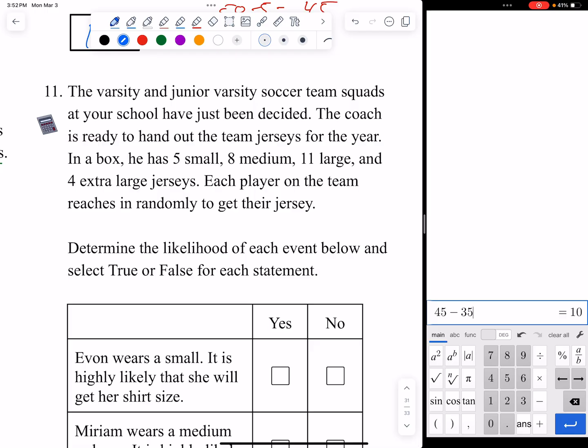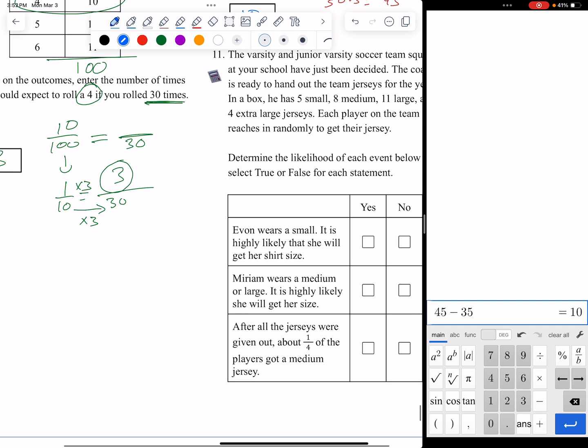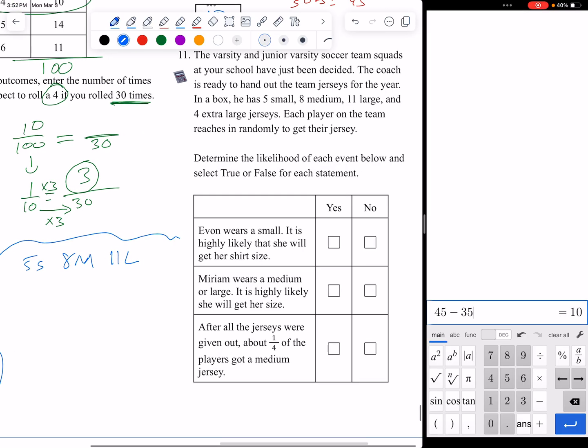Number 11. Okay. Almost there, guys. So let's see. The varsity and junior varsity soccer team squads at your school have just been decided. Oh, whew. The coach is ready to hand out the team jerseys for the year. In a box, he has 5 small. Okay, do I have room here? I'm going to go right here. So I have 5 small, 8 medium, 11 large, and 4 extra large. Each player on the team reaches in randomly, that's important, to get their jersey.